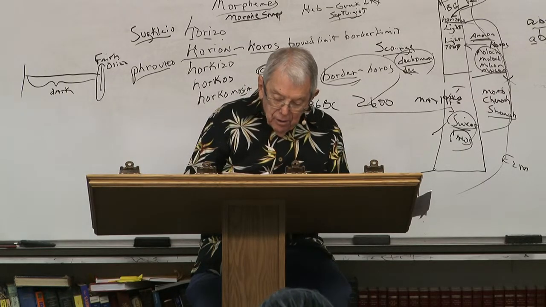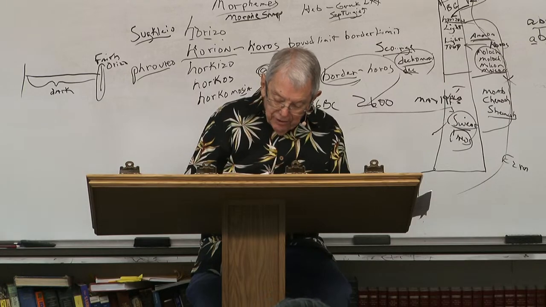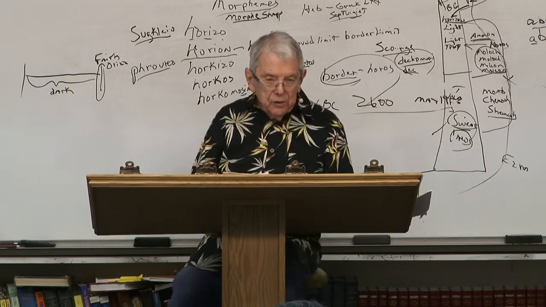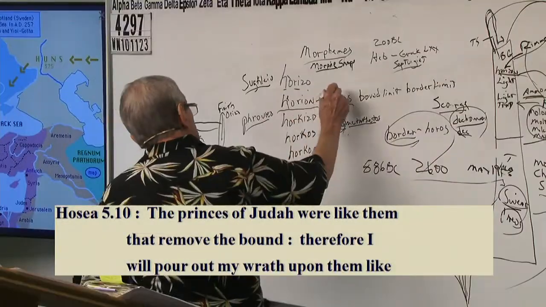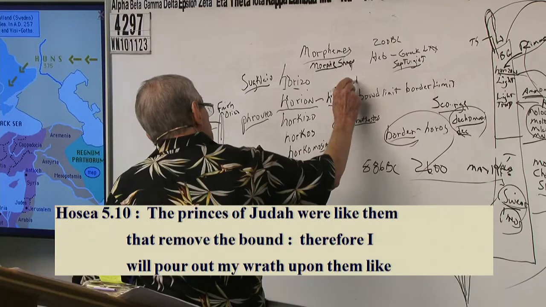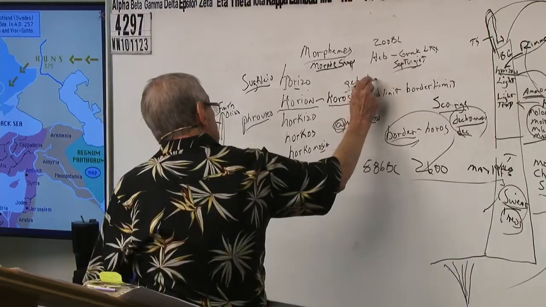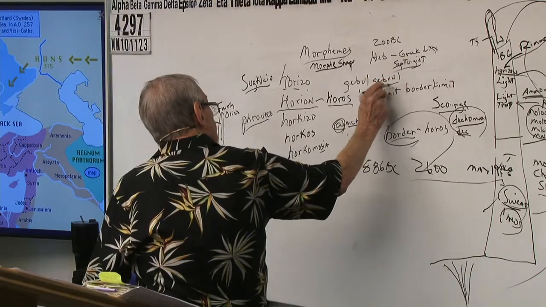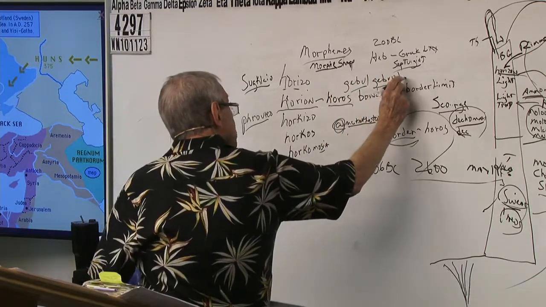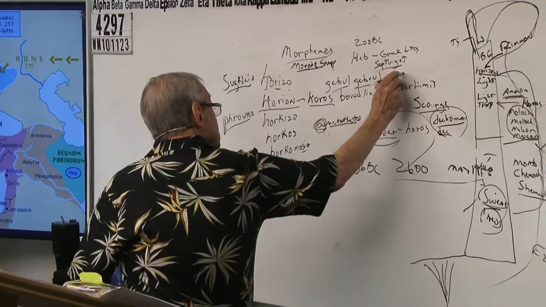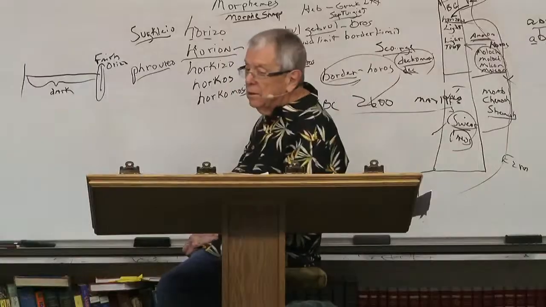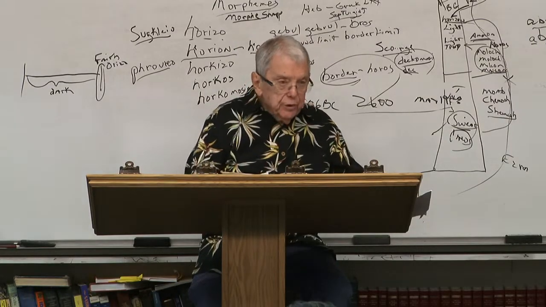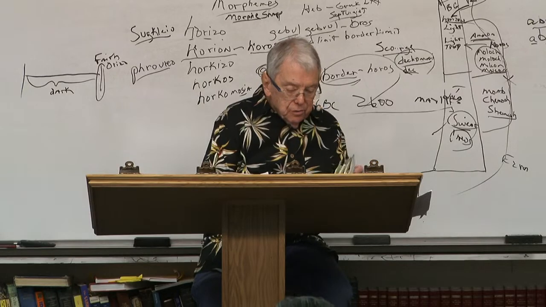In Hosea 5:10, the princes of Judah were like those that removed the bound. The word bound is gibul in the Hebrew, gebul, or it can be spelled gebuwl. And that is the same word they translated over to horos, meaning boundary. And then he says here in Job 14:4, let's look at this.